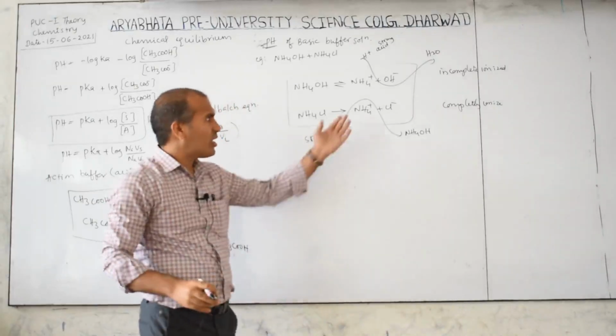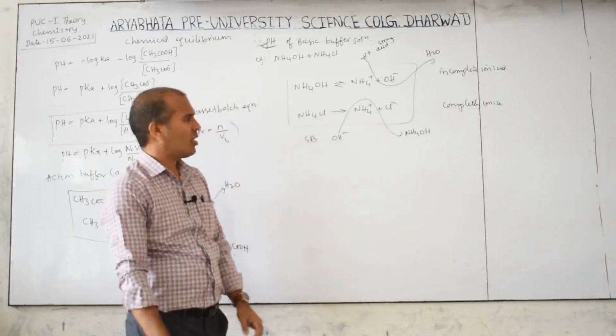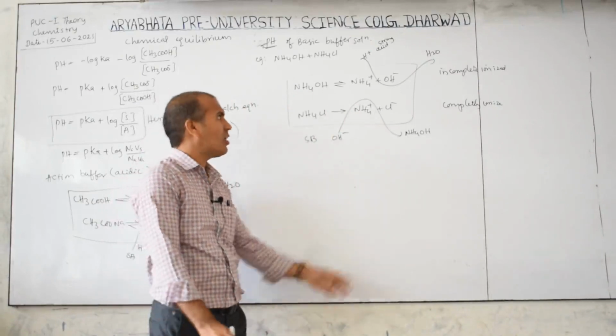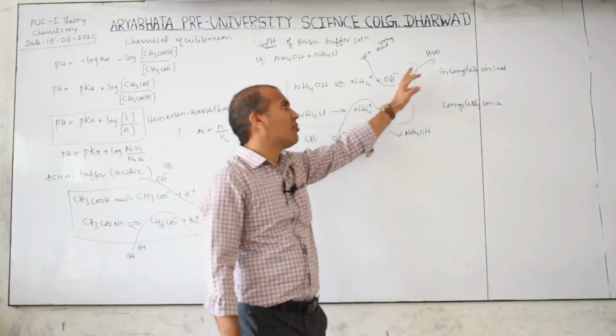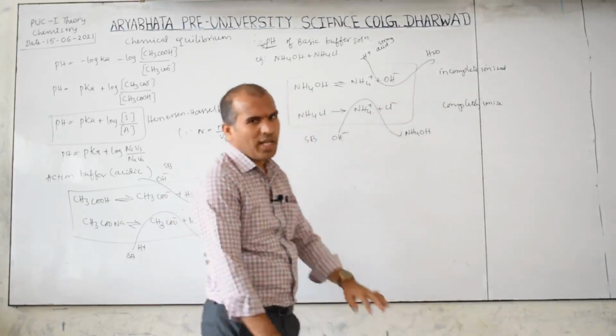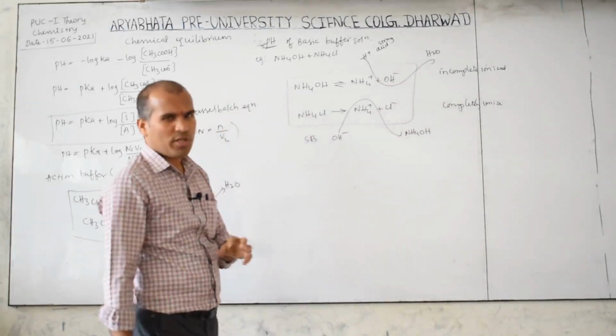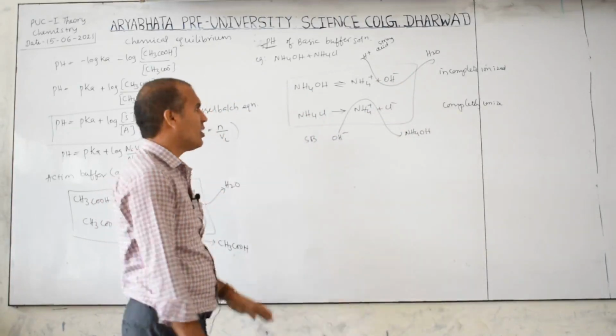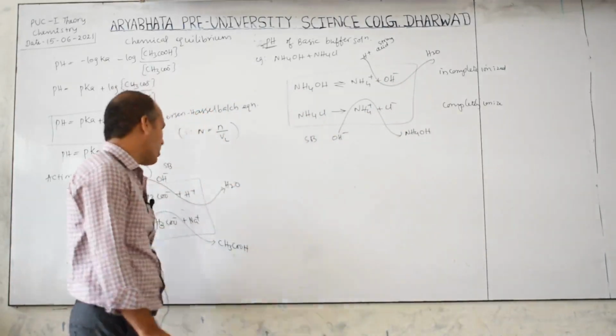Again, this is the unionized form, it will convert. Unionized form means there is no OH minus ion produced, and H plus and OH minus combine to form H2O. There is no H plus or OH minus produced, therefore it is neutral. Neutral means there is no change in the pH. Like this, buffer action I explain here only.